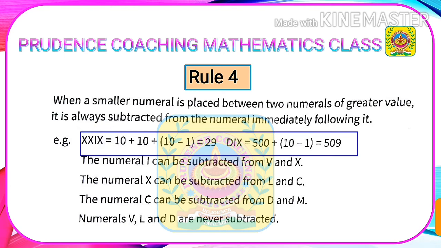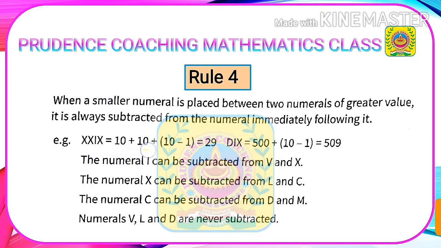If we see clearly, we will find that we have I in between two larger numbers. On the left hand side of I we have 20 and on the right hand side of I we have 10. So I is smaller than both 20 and 10. In such a case, we need to deduct this 1 from the number that is following it, that is 10. So 10 minus 1, we will get 9, and we need to add it to the left hand side number, that is 20. So the final answer will be 10 plus 10, 20. Then we subtract 1 from 10 and get 9, and we add it to 20 and get 29. Next one we have DIX. We know D means 500, I means 1 and X means 10.